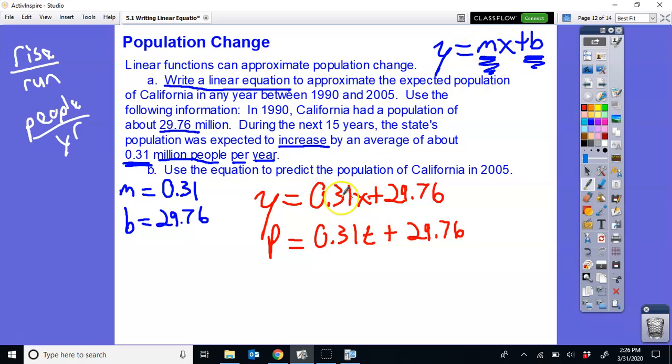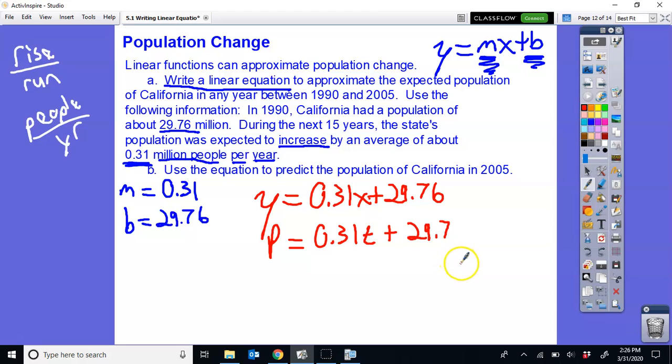If there's 0.31 million people per year, you would multiply that by the number of years and add that to the original amount of 29.76. Guys, that is what this means. mx plus b is not something fancy. It's just putting into a format that you guys can use over and over again the fact that you know the beginning amount and you know what it's changing by or moving by.